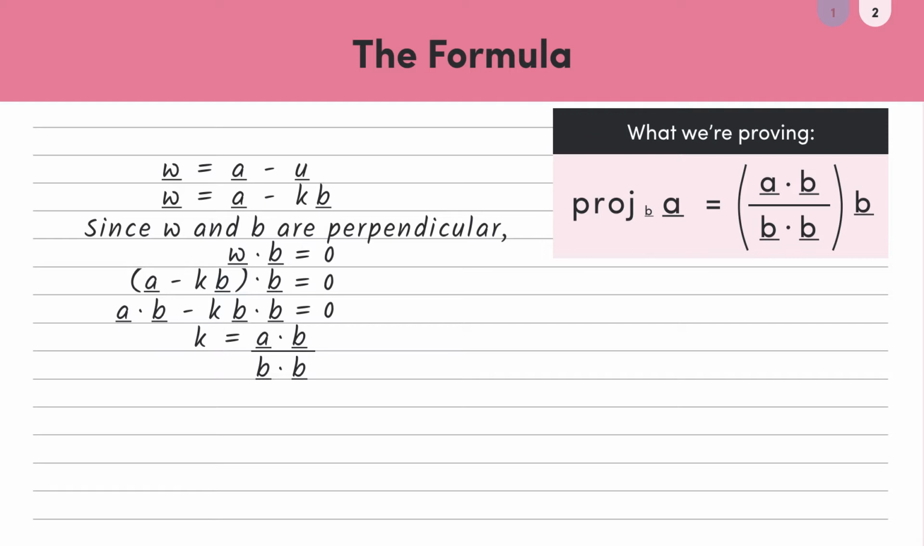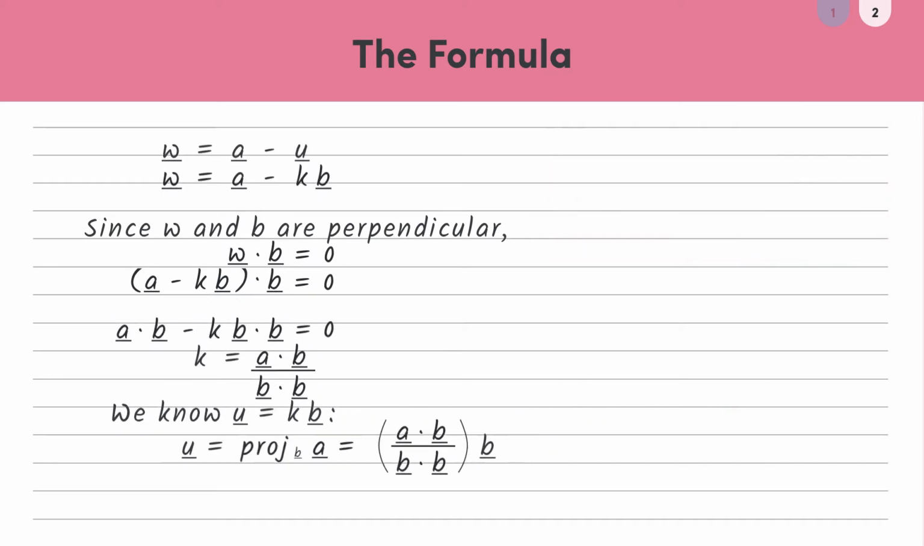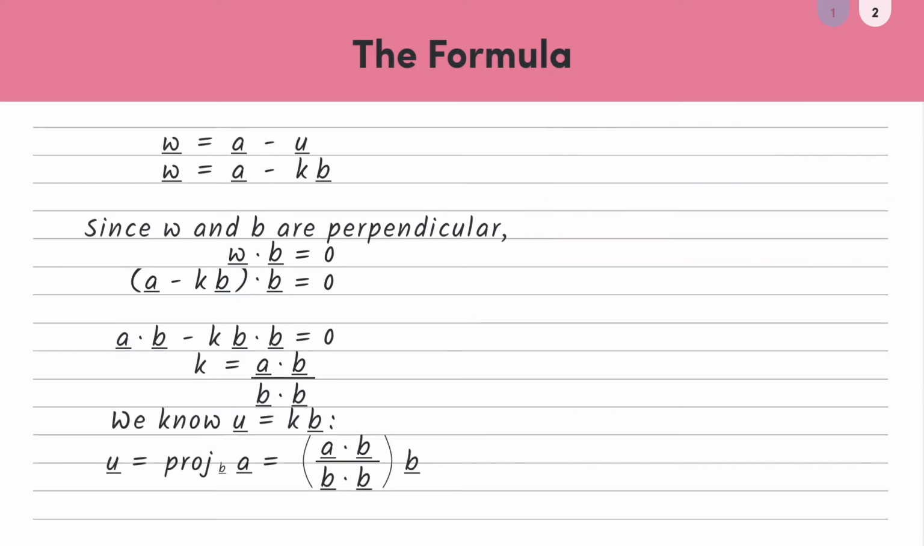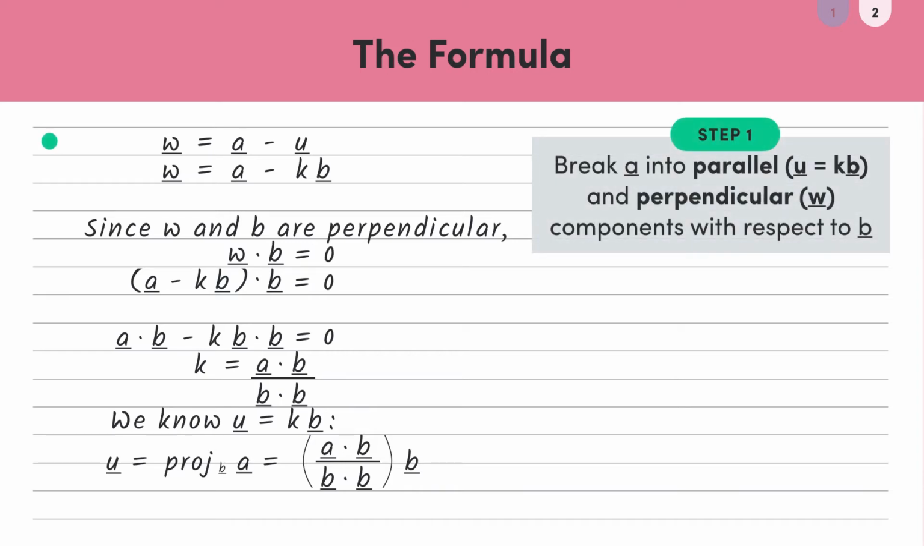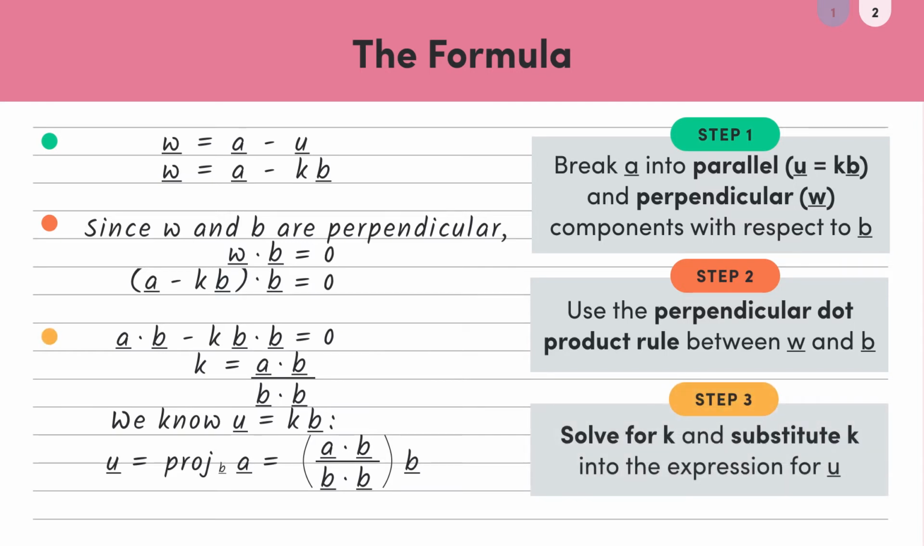Alright, great. And that now means that u is equal to this. And since we know that the projection of a onto b is just u as in the setup, this is our projection formula. Really good stuff. A nice 3-step summary of that proof would be: 1. Break a up into parallel and perpendicular components with respect to vector b. Note, a more jargon-heavy way of saying this is resolving a into rectangular components. Next step, 2. Use the perpendicular dot product rule between w and b. And 3. Solve for k and write out our full projection formula.